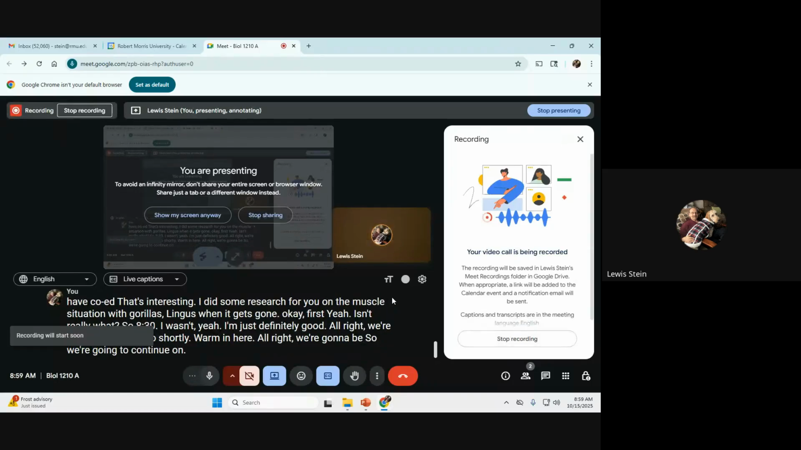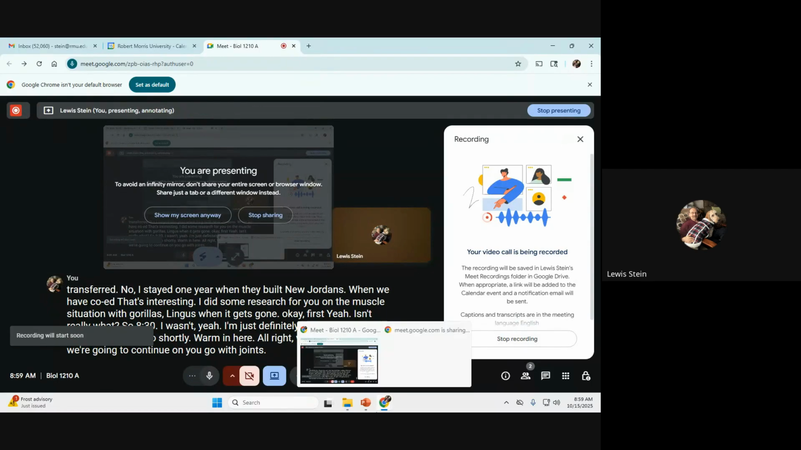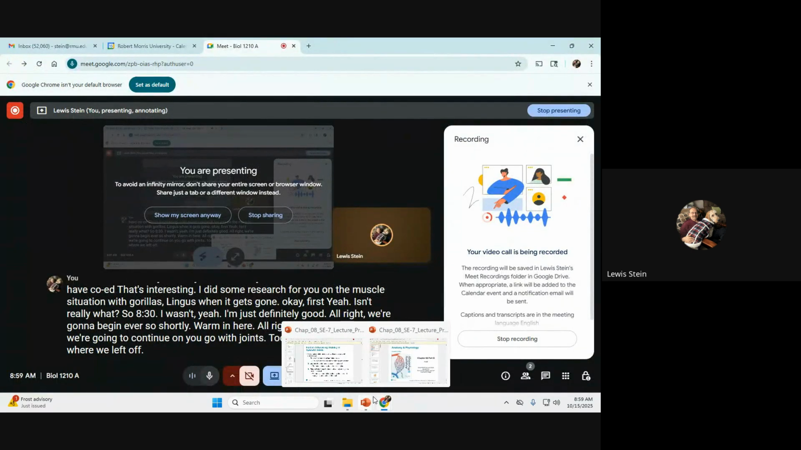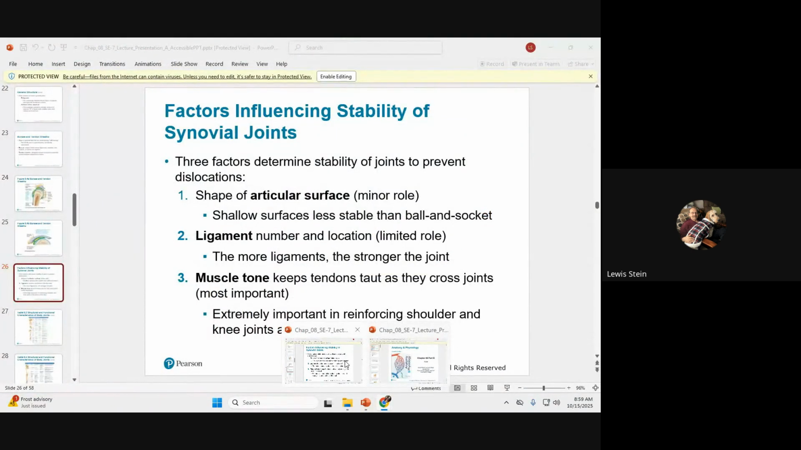Continue on, here we go, with joints today. And this is kind of where we left off. When we finish this joint, there will be some joint information starting to work on the exam. I'll be very specific to what is there on joints.